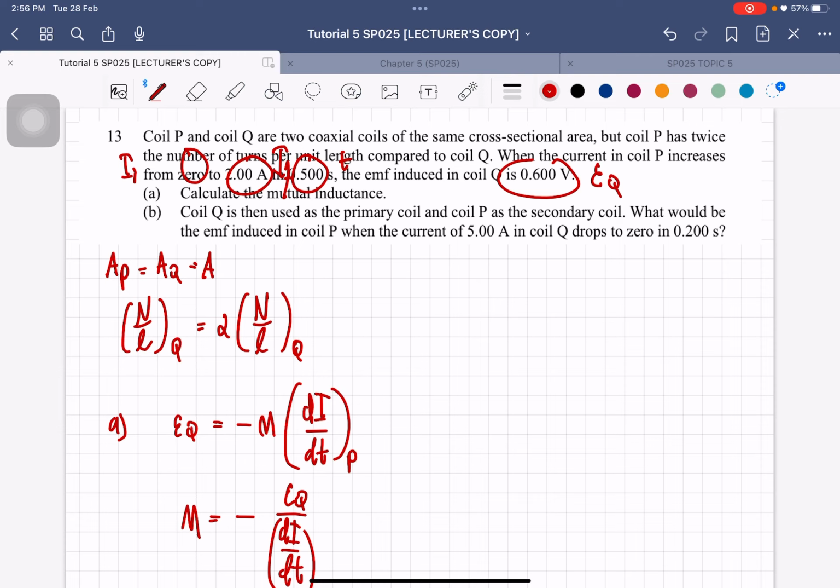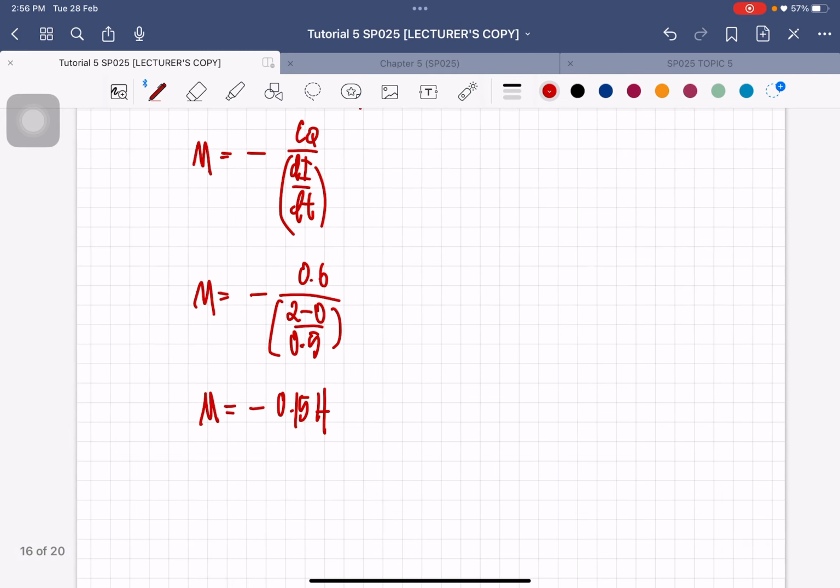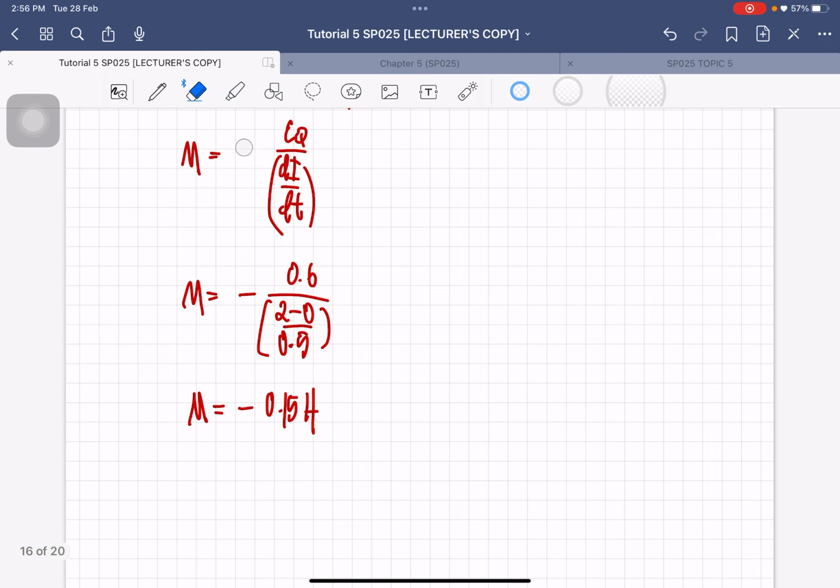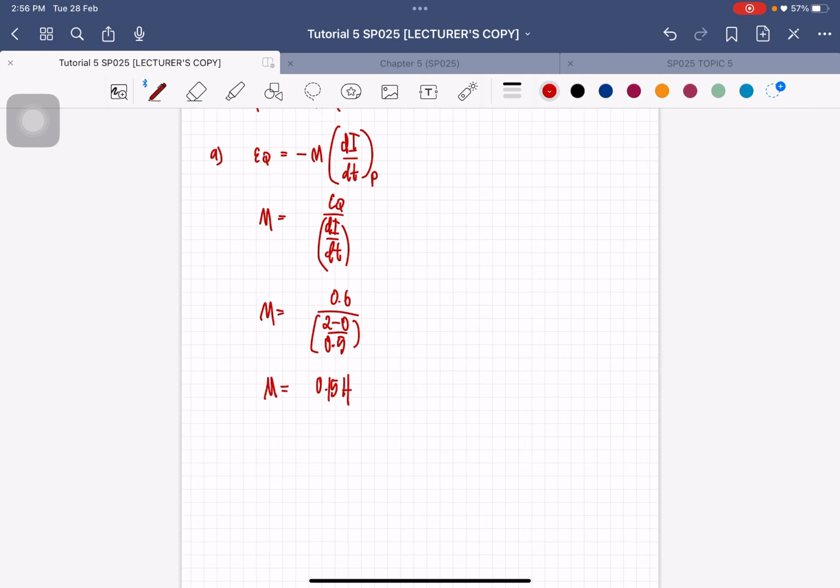Basically the negative sign has a meaning for the induced EMF, but for mutual inductance we can ignore the negative because mutual inductance shouldn't have any negative value. The negative in this formula is actually just telling us the direction of the induced EMF. Alright, so that is that.